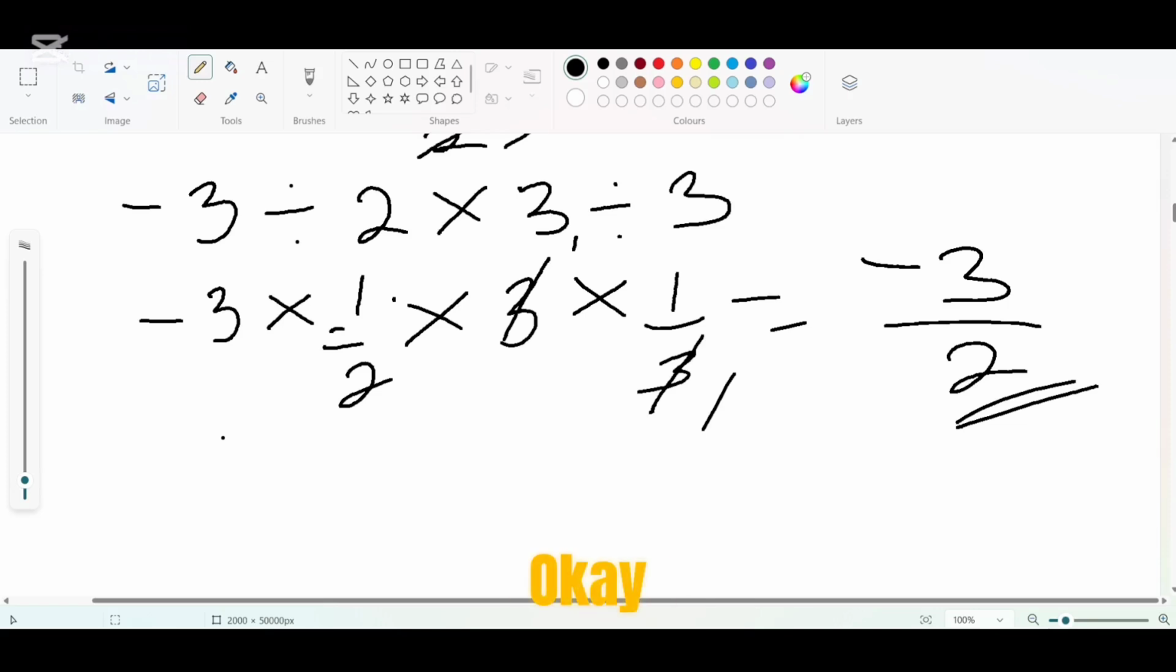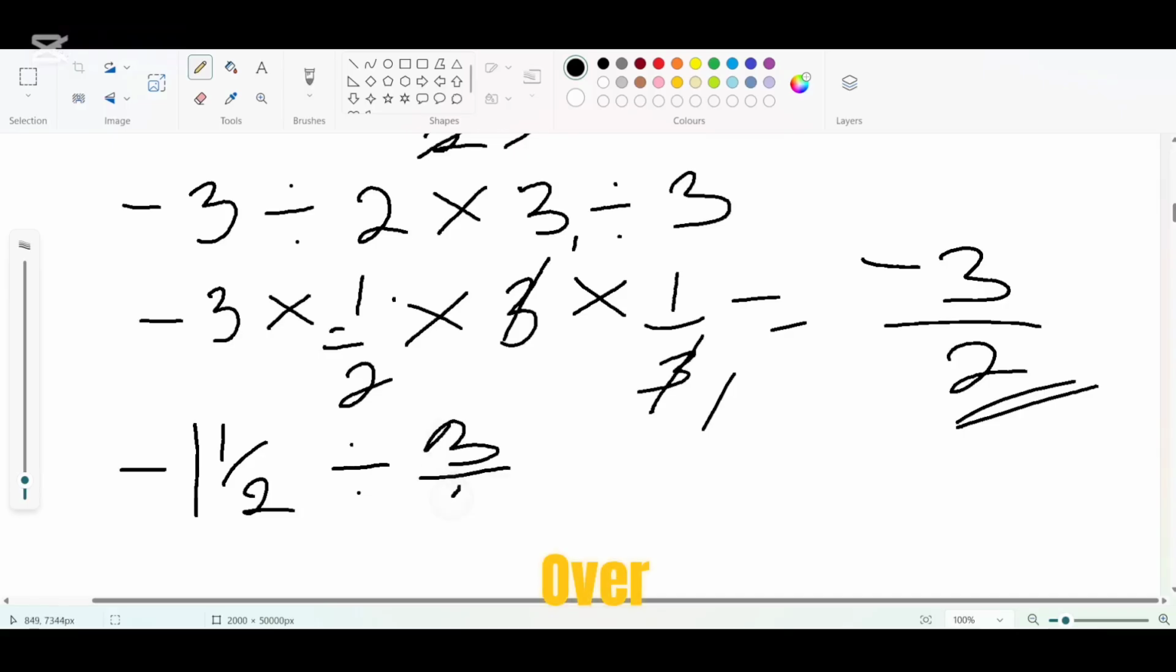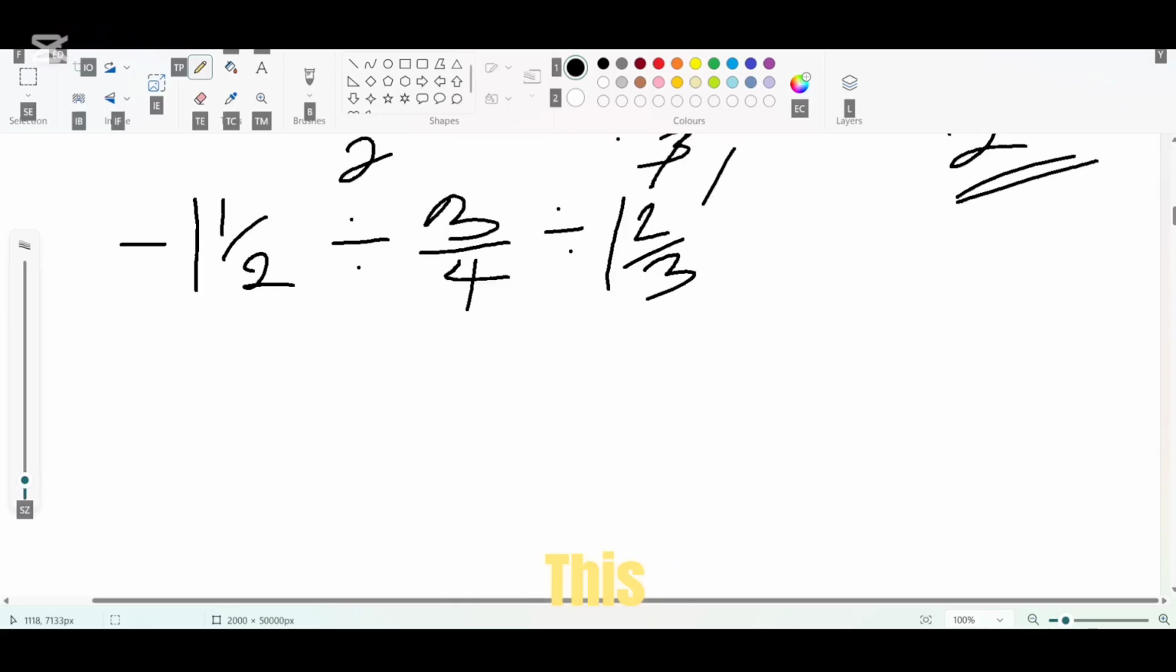Okay? So what about minus 1 whole number 1 all over 2, divided by 3 all over 4, divided by 1 whole number 2 all over 3? We are looking at this problem now. How do we solve it?